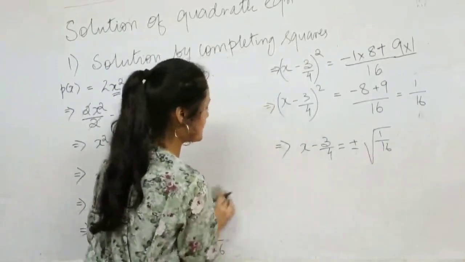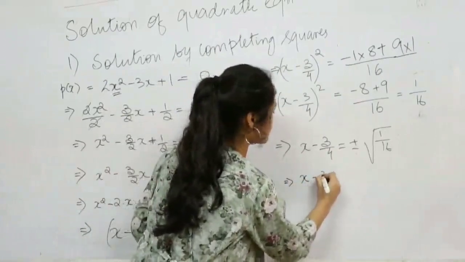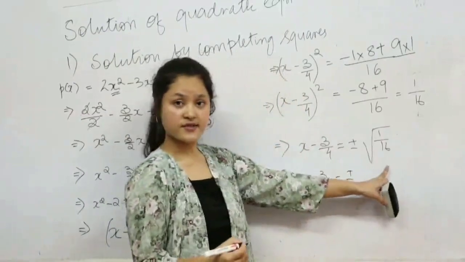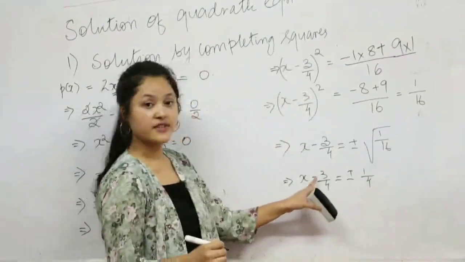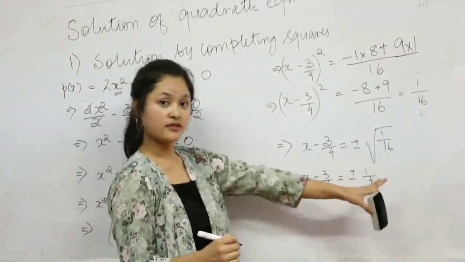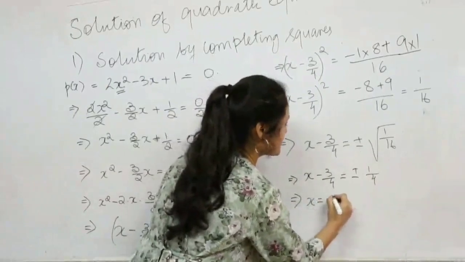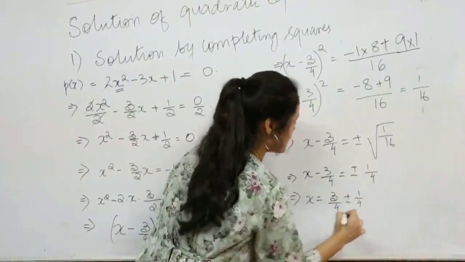After that, we'll just simplify that one. X minus 3 by 4. We know that the square root of 16 is 4, so plus or minus 1 by 4. Okay, next step, we just transfer this minus 3 by 4 to the right hand side. So x is left, and this will be 3 by 4 plus minus 1 by 4.